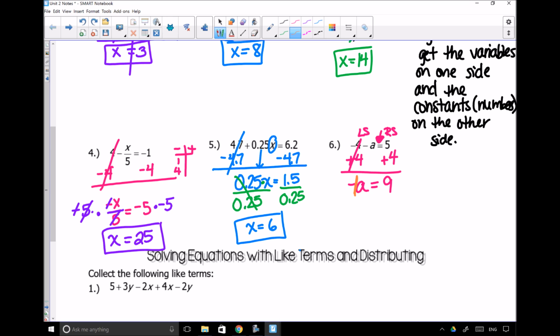So how do I get rid of a -1? If it's multiplication, I do the opposite of multiplication, which is division. So I'm going to divide both sides by -1. -1 divided by -1 is just 1, so I get 1a, or just a, and then a positive divided by a negative is a negative. So my answer here is a equals -9.